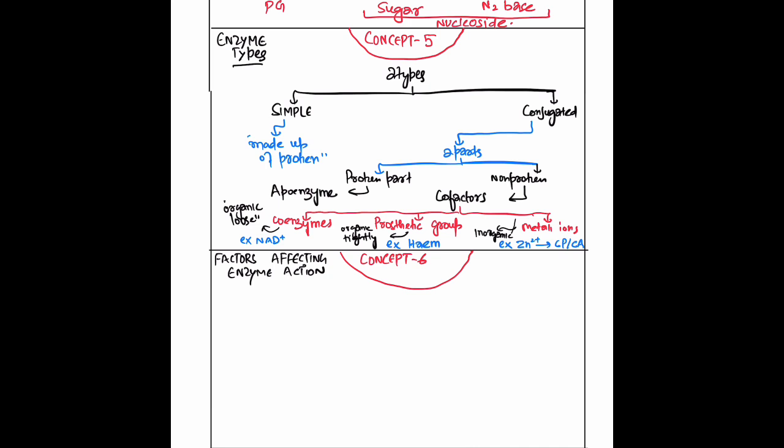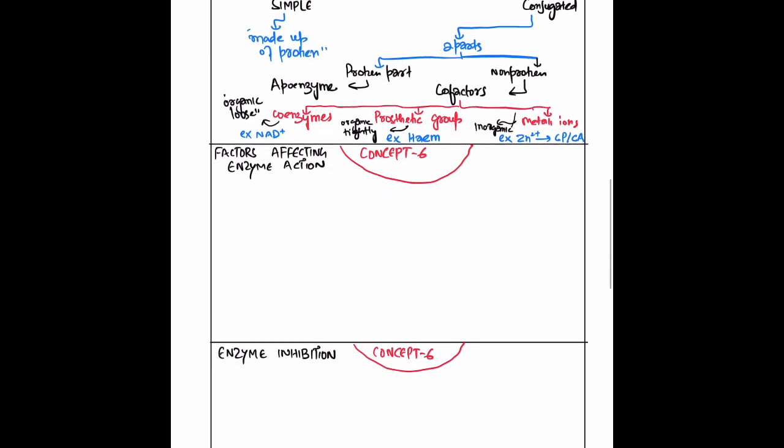enzymes. So remember this thing: two types of enzymes, simple and conjugated. Simple enzymes are just made up of protein. Conjugated enzymes are made up of a protein part and a non-protein part. The protein part is called the apoenzyme, and the non-protein part is called the cofactor. We have three types of cofactors: coenzymes, prosthetic groups, and metalloions. Coenzymes are organic, loosely bound cofactors, for example NAD+, and prosthetic groups are organic, tightly bound cofactors, for example heme. And metalloions are inorganic cofactors, for example zinc for carboxypeptidase and carbonic anhydrase.